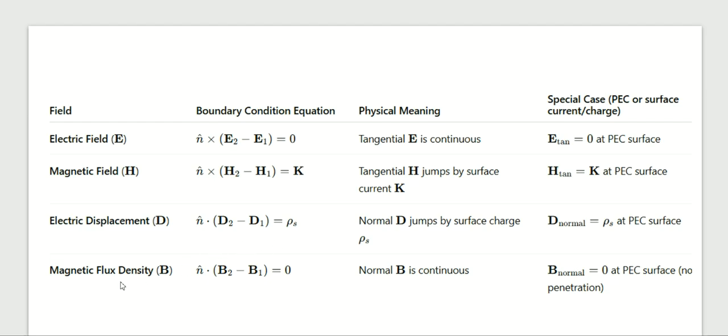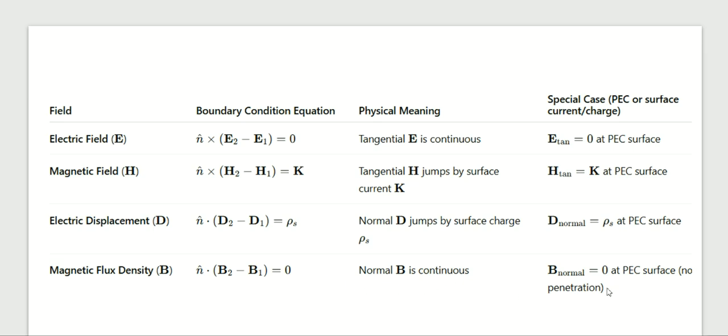Magnetic flux density, which is B. Now we're talking about magnetic flux, which is measured in Tesla or Weber per meter squared, and the magnetic field intensity, which is H, is measured in amperes per meter. The flux is always zero through a closed surface, which means that we take the unit vector n times (B2 minus B1) equals 0. So B normal is continuous.